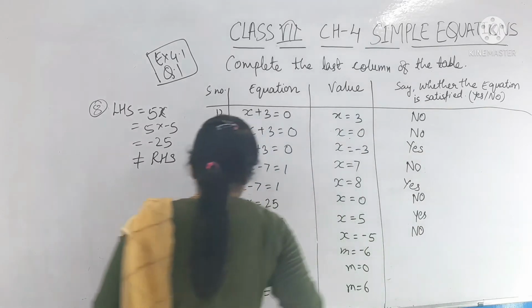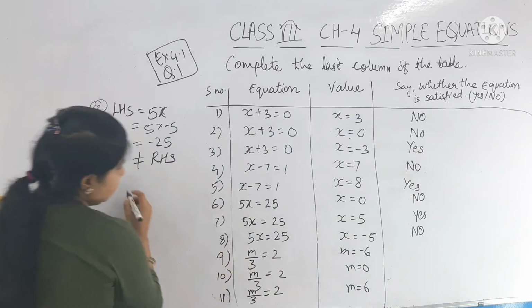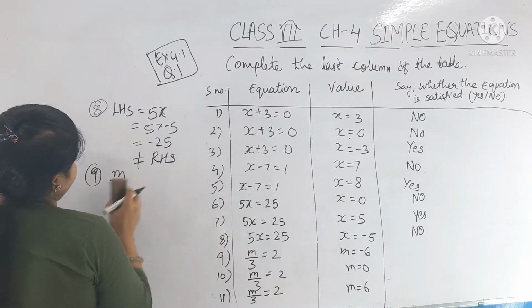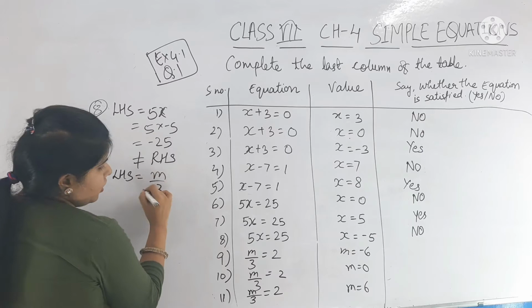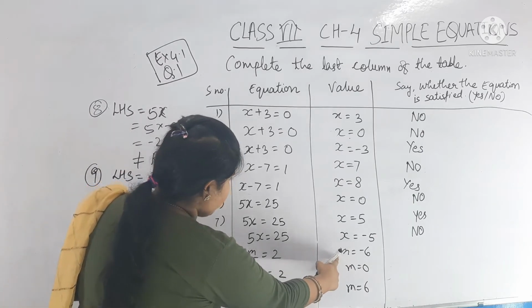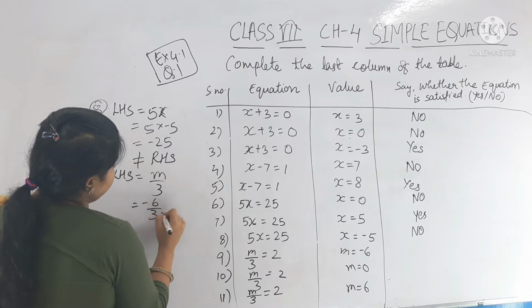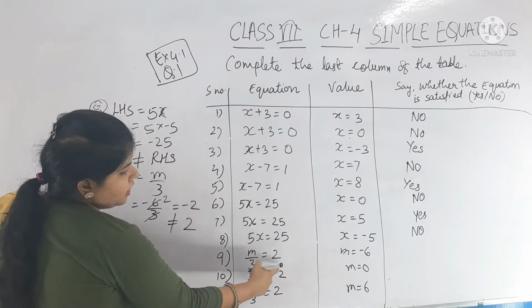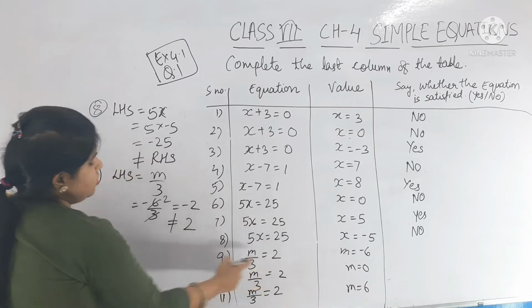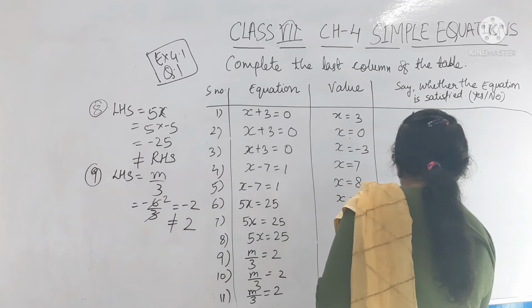Okay, now we are left with 3 parts. The 9th: LHS equal to m by 3. Here m is equal to minus 6, it is given. So minus 6 by 3, 3 twos are 6, equal to minus 2, not equal to 2. Here RHS is 2, so not equal to RHS. Okay, so it will be no.